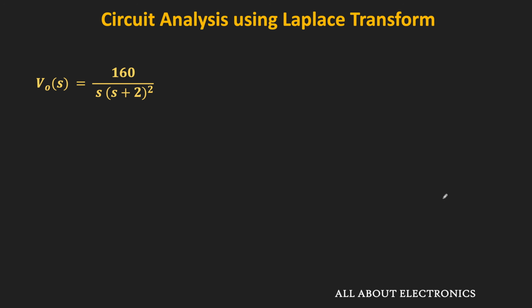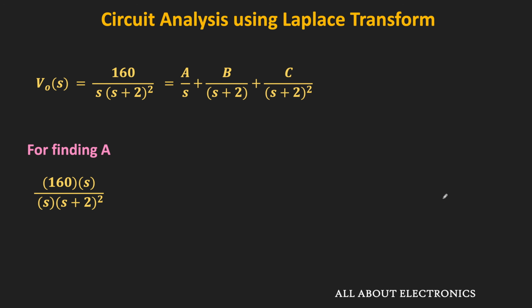So here, using the partial fraction expansion, we can write this expression as A divided by s plus B divided by (s + 2) plus C divided by (s + 2)². And using the residue method, we can easily find these coefficients A, B and C. For finding the coefficient A, let us multiply the left hand side by s, and let us evaluate the expression at s equal to 0.